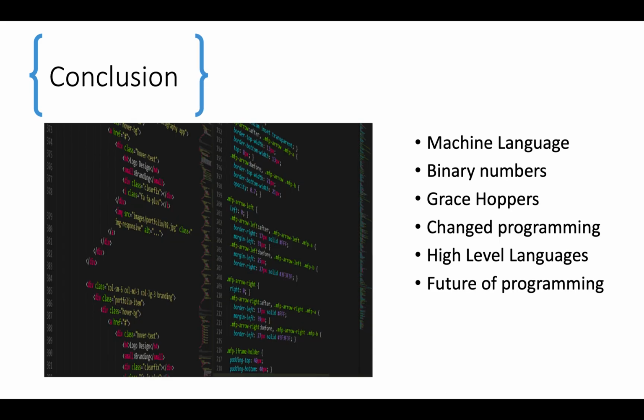As I told you earlier, machine language is the only language the computer understands and consists of binary numbers, ones and zeros. Grace Hopper was the first person that developed an assembly language, which is a programming language in English that converts down to binary code. This changed programming forever and made the future of programming much easier. Since then, several high-level languages have been developed, such as Java, Python and C, and it will continue developing more in the future.